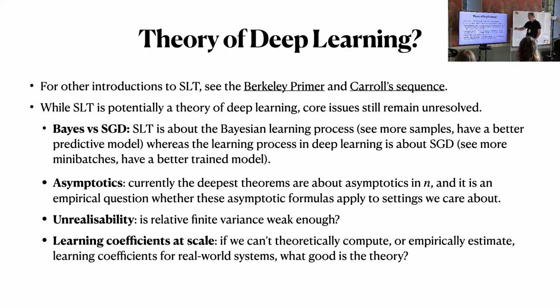The Bayes versus SGD point, I think, occurs to everybody the first time they see SLT. This is just the point that it's a Bayesian theory. It talks about Bayesian learning. The Bayesian learning process is where you see more samples and the Bayesian posterior does something that is not a priori necessarily related to the learning process in the sense that you mean it when you train a neural network, right? When you just watch an SGD trajectory proceed over the loss landscape.